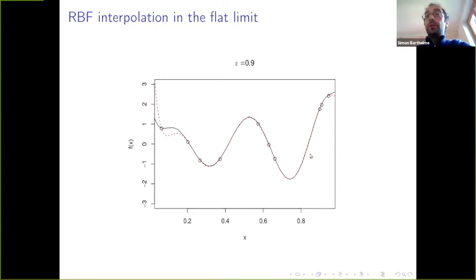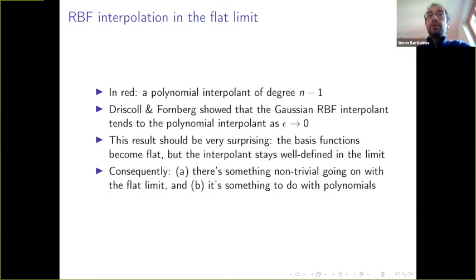Now, what is the dotted red curve? The dotted red curve is just the polynomial interpolant. That's essentially the result that Driscoll and Fornberg obtained in 2002. They proved it formally: if you have, in dimension 1, a Gaussian RBF interpolant and you let it become flat, then it converges to a polynomial interpolant.